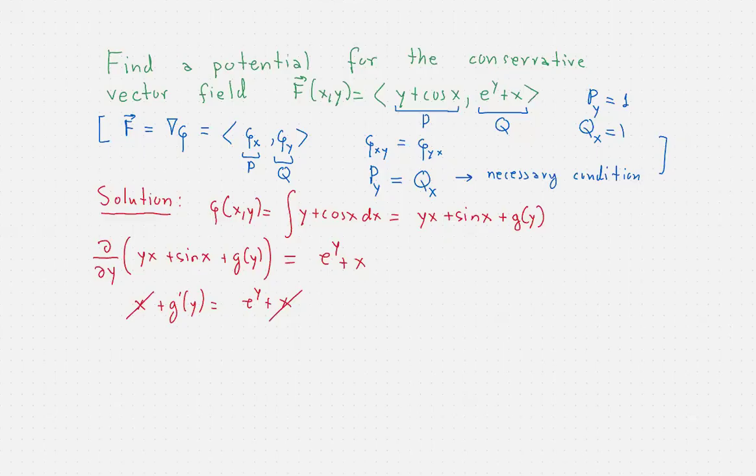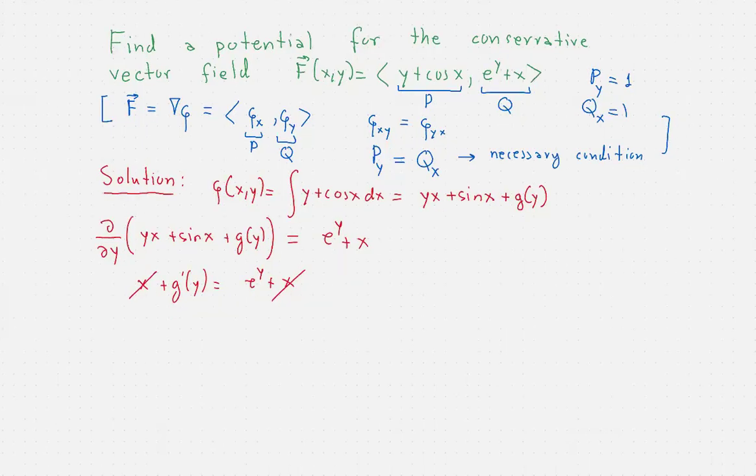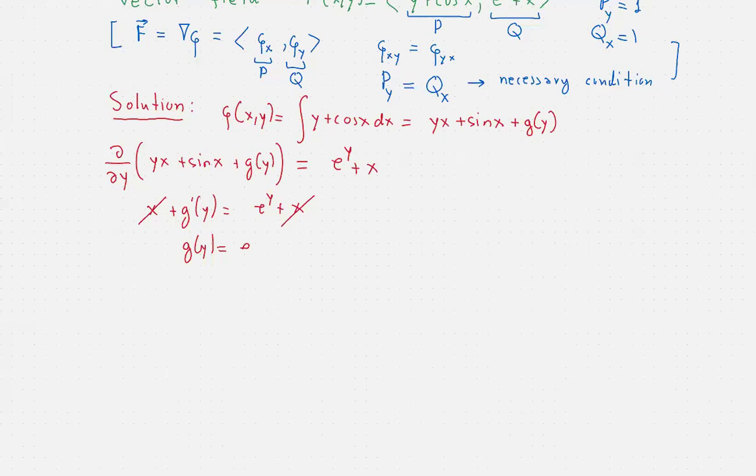This implies, of course, right away that g of y is equal to e to the y. And that determines that our potential, or a potential for our vector field, will be given by yx plus sine x plus e to the y. And that's the potential. And that's it.